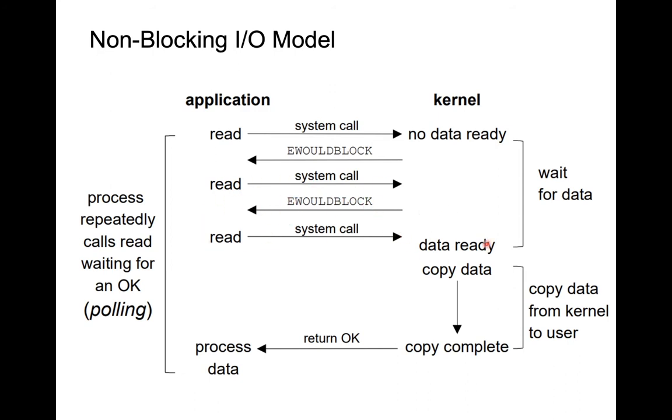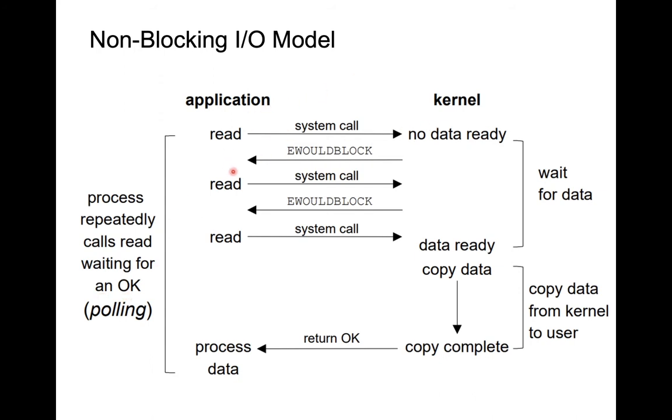And finally, if there is some data ready and the read call comes, the data is copied, and once the copying is complete, the OK is signaled to the application. Once the application receives the OK signal from the kernel, it can process the data. From this timeline, you can see that the process repeatedly calls read, waiting for OK.